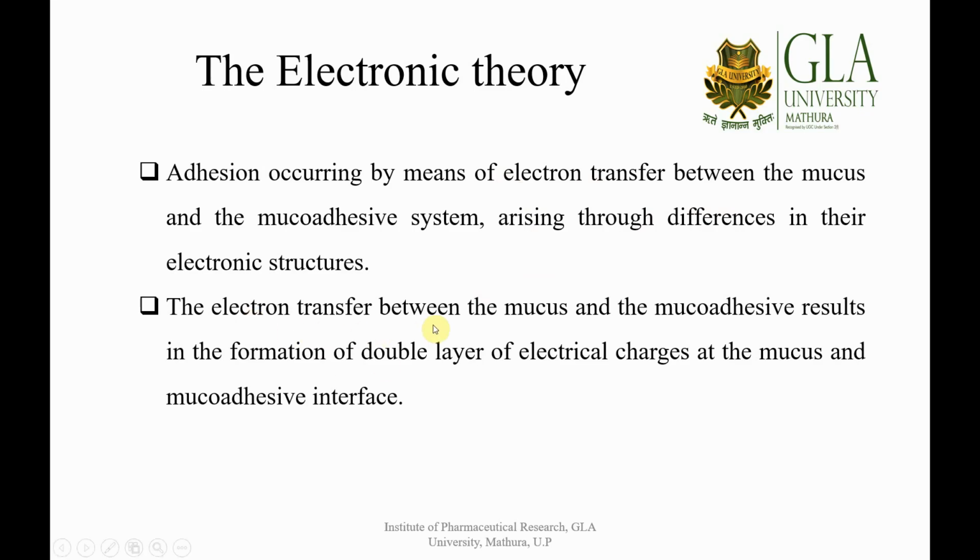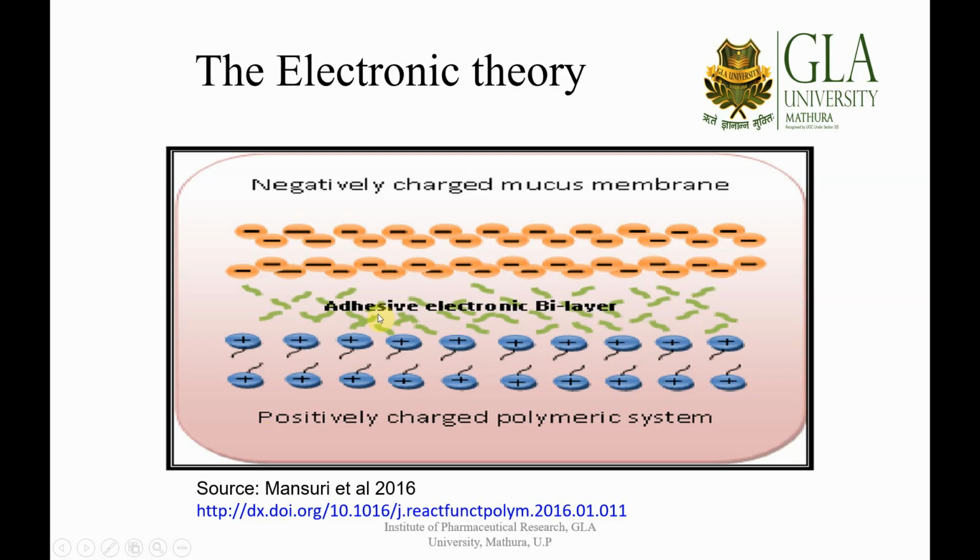The electron transfer between the mucus and mucoadhesive polymers will result in the formation of a double layer of electric charges at the mucus and mucoadhesive interface. You can see this with this diagram, which I have taken from a very wonderful article, and the source has been mentioned here. This article depicts the overall process of mucoadhesion in great detail. This electronic theory can be understood using this diagram.